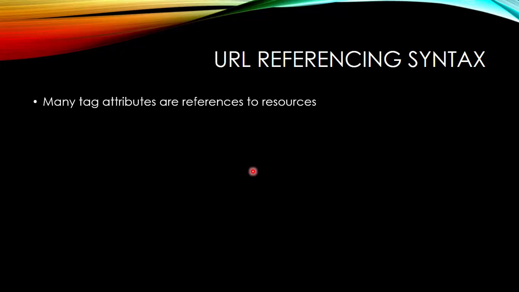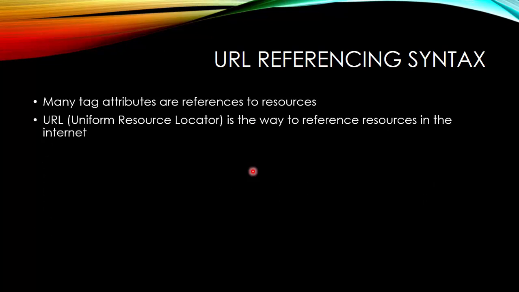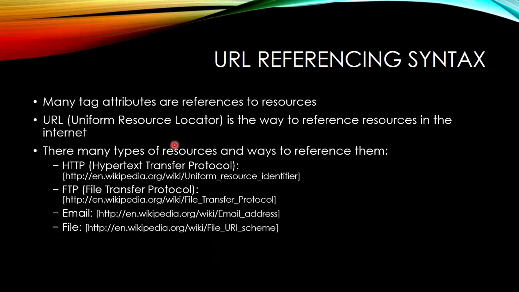When we are talking about attributes of the text, some of the attributes are references to resources, either on the internet or on our local hard disk. So we need a way to specify these resources, which is done using URL, which stands for Uniform Resource Locator. URLs are different depending on the type of resource that we want to access. Either it is on the internet, where we call it HTTP, Hypertext Transfer Protocol, or FTP, File Transfer Protocol, email, or file.